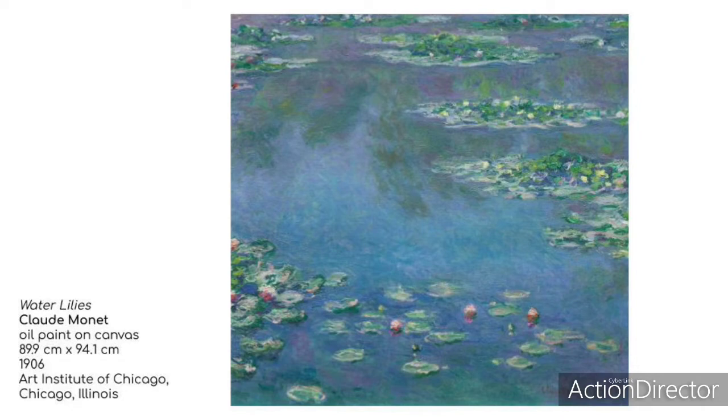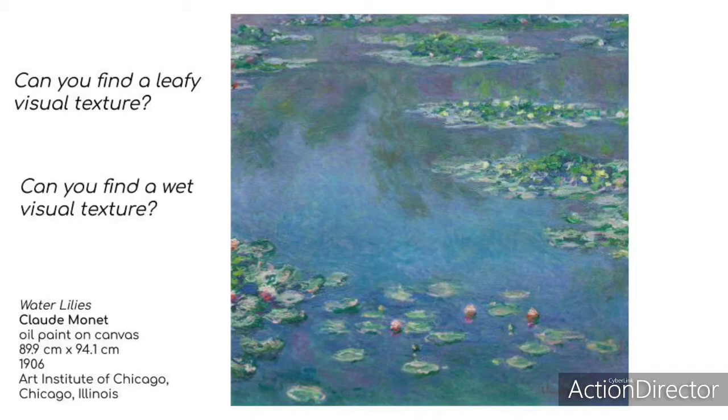This is Water Lilies, a painting by Claude Monet made out of oil paint on canvas back in 1906. Can you find a leafy visual texture? What about a wet visual texture?